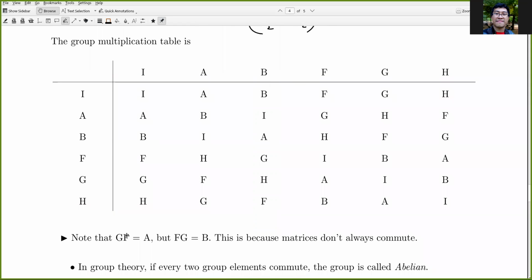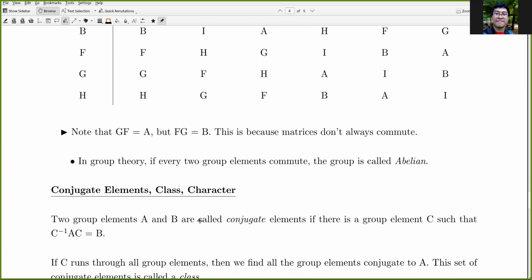Now take note that G times F, that's A right here. But F times G is B. They are not the same. This is because matrices don't always commute. When you multiply two matrices and switch the position, the answer may not be the same. So they don't follow the commutativity property.